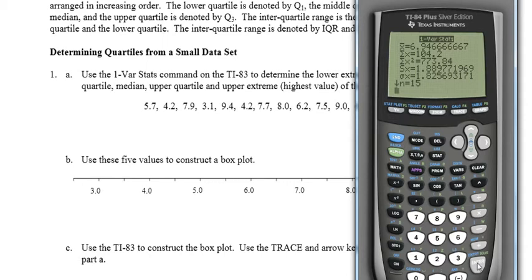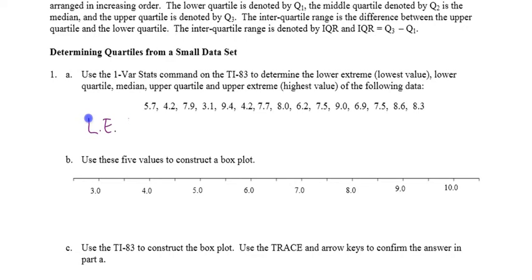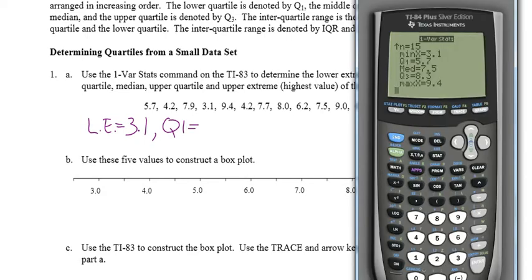We get the mean, we get the sum of the x values, the sum of the squares, we get the standard deviation, we get the number of items, which is 15, which is usually important in that we want to check that back against the data, and we get the min, Q1, Q2, or the median, so we can enter these numbers. So the minimum, or the lower extreme, is 3.1. Q1, first quartile, is 5.7.